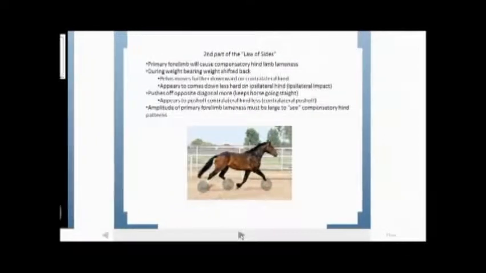The second part of the law of sides states that primary forelimb lameness will cause compensatory hind limb lameness, that is, impact on the same side and push off on the opposite side. During weight bearing in the diagonal, including the primarily lamed forelimb, weight is shifted back, causing the pelvis to move further downward during contralateral hind limb stance. This makes it appear that the horse comes down less on the ipsilateral hind limb.